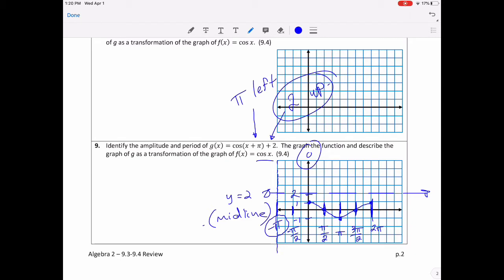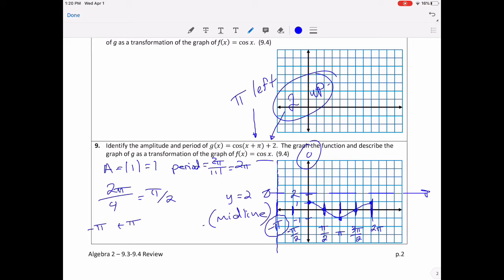Okay, so again, then we want to label all that stuff we always label. Amplitude is the absolute value of 1, which is 1. Period is 2 pi over b. That's also 1, so that's 2 pi. And so I'm going to take that period 2 pi, and I'm going to divide it in how many pieces? You got it, 4 pi halves. So that's how much I'm going to add to my starting location. But I'm not starting at 0, I'm starting at negative pi.